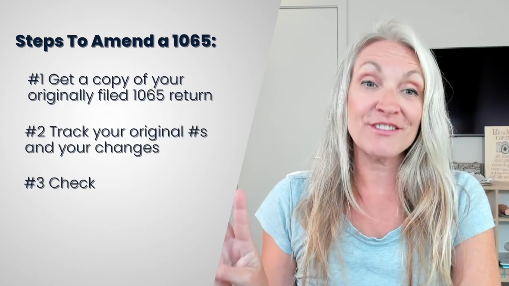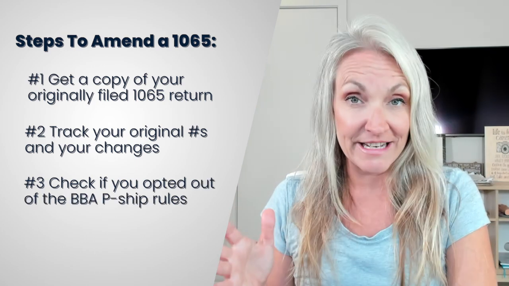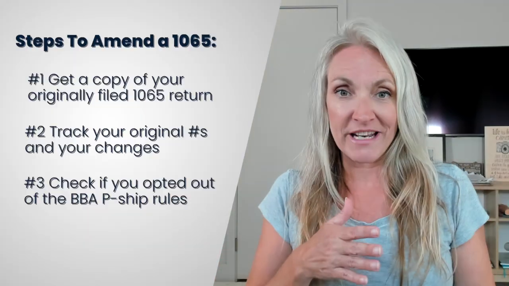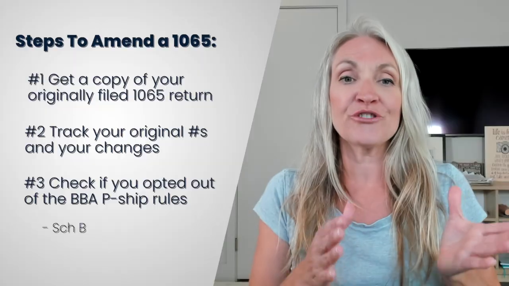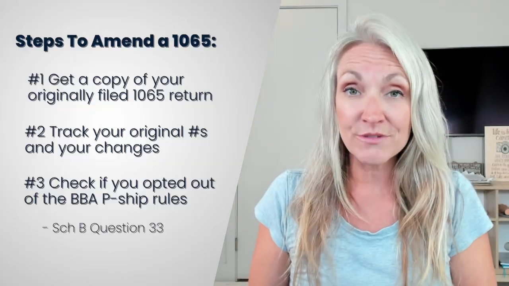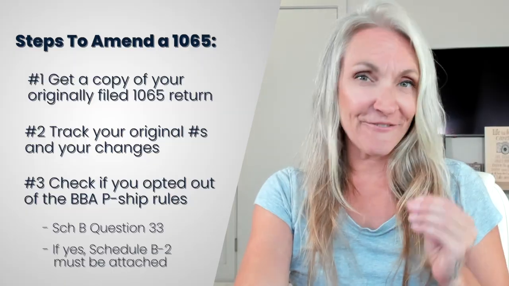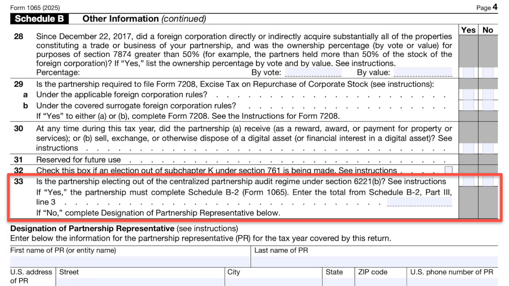Step three. Those BBA rules generally went into effect starting in 2018. So if you're amending between 2018 and now, you'll need to check that year's return to see if you opted out of the BBA partnership rules. Look at your originally filed Form 1065, page 4, which is the last question under Schedule B, number 33.